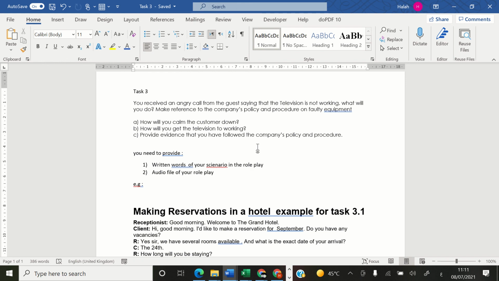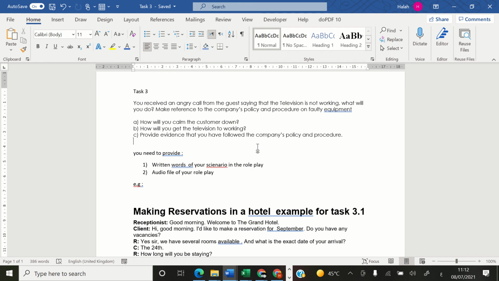What will you do based on what you have learned and the knowledge? You have to be calm, you have to not give excuses, so you have to find the solution, or you have to raise the problem to the authority, you have to write a report about the complaint. So what you have to do, make a reference to the company's policies and procedure on faulty equipment.